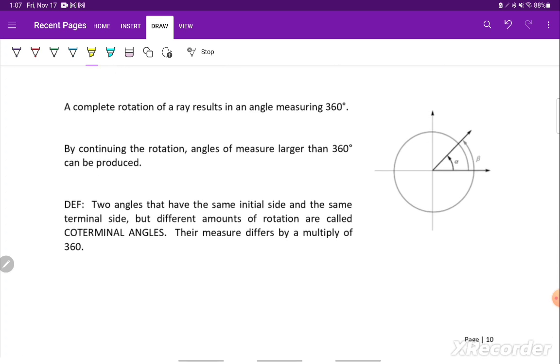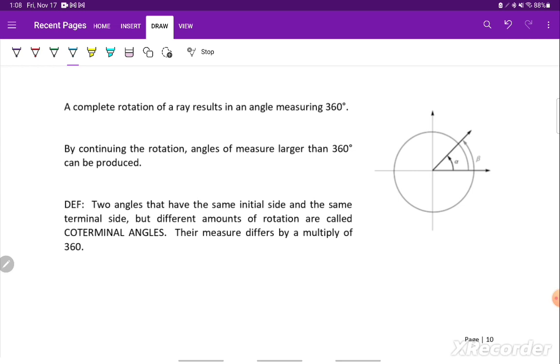We've mentioned before that a complete rotation of a ray results in an angle measuring 360 degrees. But by continuing the rotation, angles of measure larger than 360 degrees can be produced. It's kind of like being on a racetrack and just going around over and over again. The distance that you've gone continues to increase even though you're just going on the same track. Well, that's the same kind of thing that's happening here. By continuing the rotation, we get these larger angles.